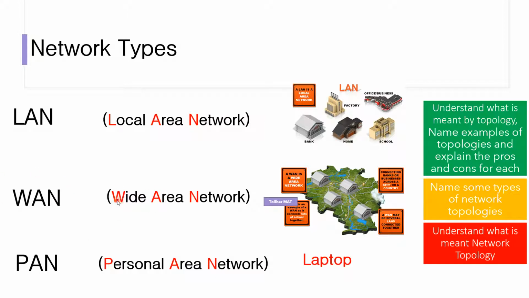WAN stands for Wide Area Network, and wide area networks are spread over a large area. So if we think about banks, for example, imagine this is a country, and these four banks are spread all over the place. These banks connect to each other in some way and share data.